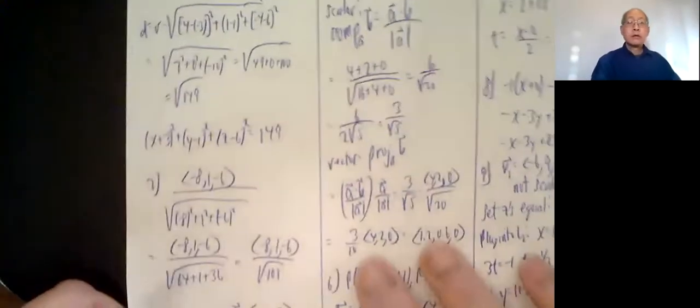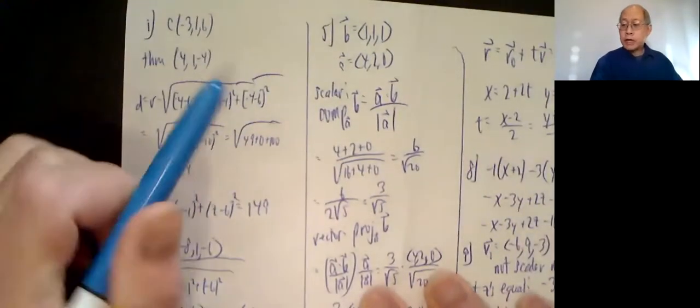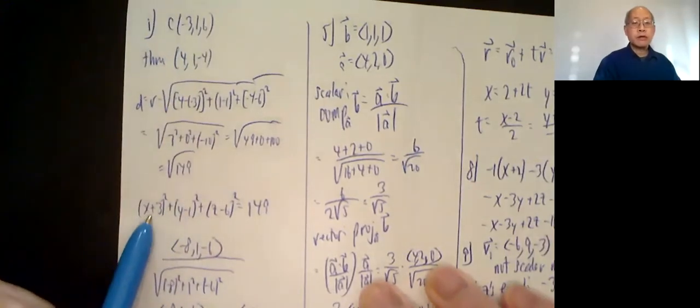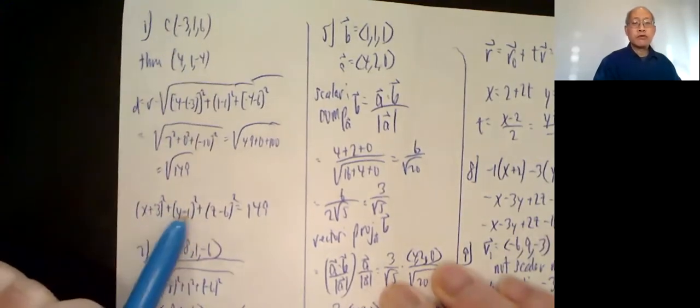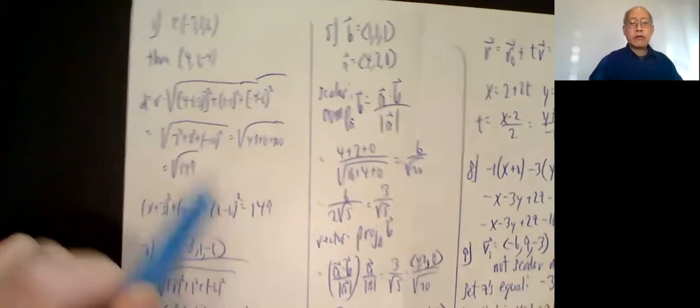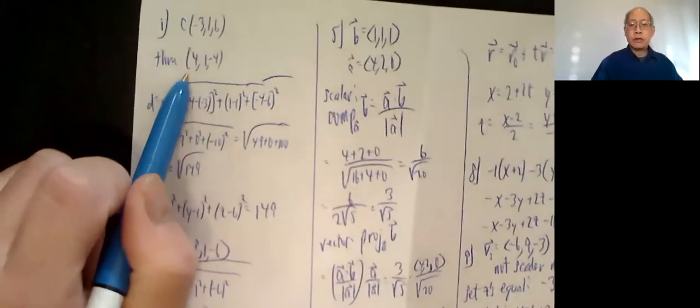Okay, number 1, you're given a center as negative 3, 1, 6. That automatically tells me it's going to be (x + 3)² + (y − 1)² + (z − 6)² equals the radius squared. To get the radius, I just find the distance between these 2 points.